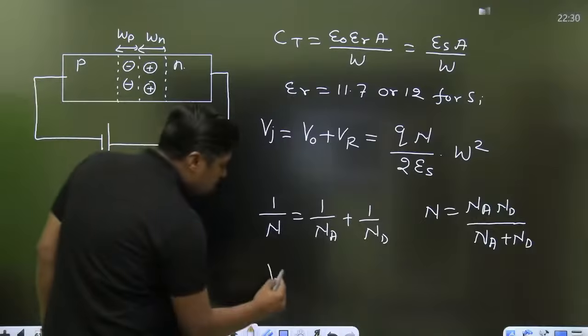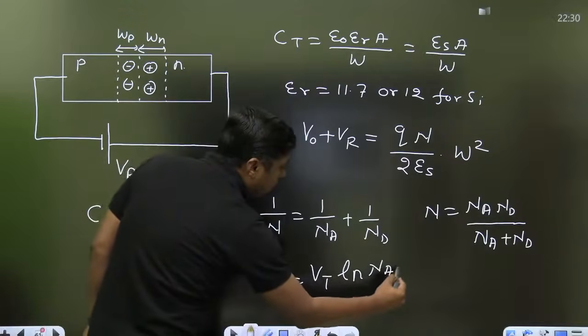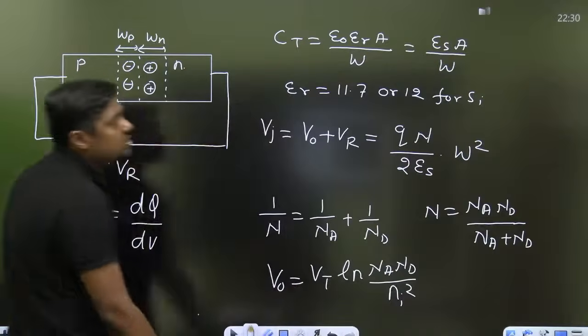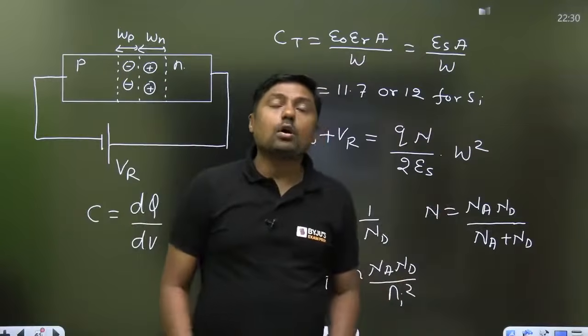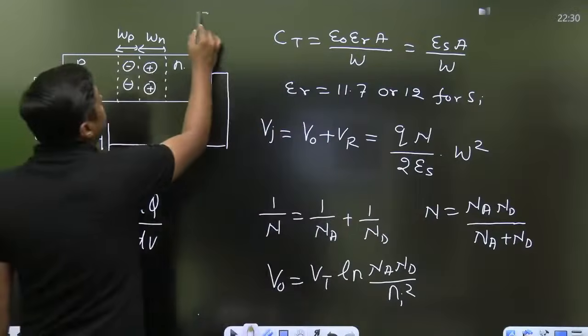The built-in potential is Vt log of Na Nd by Ni square. In a number of questions we have to calculate these values. This is for a step graded junction.